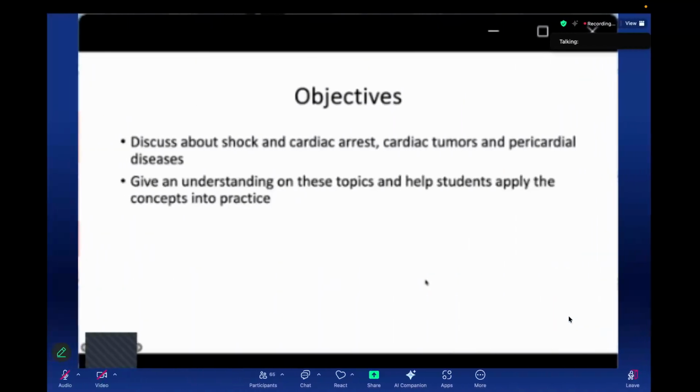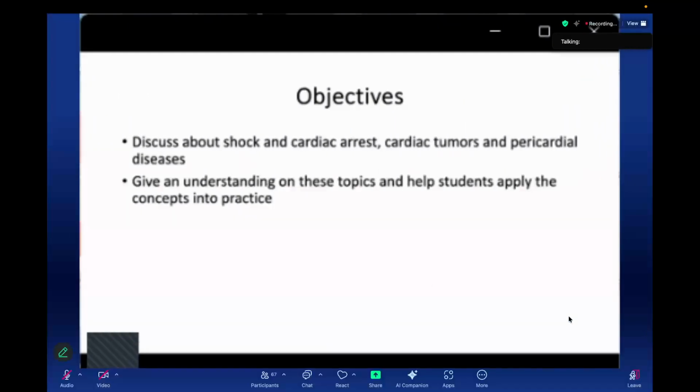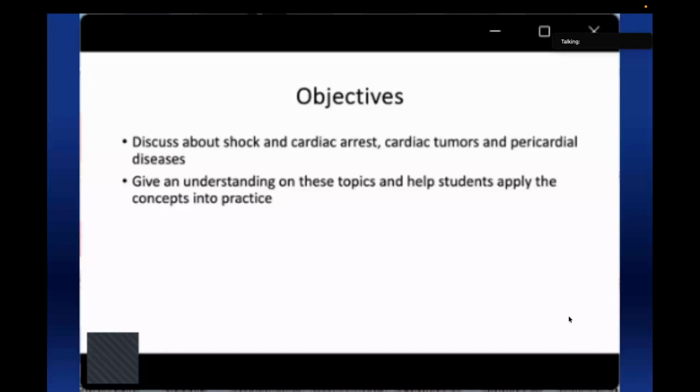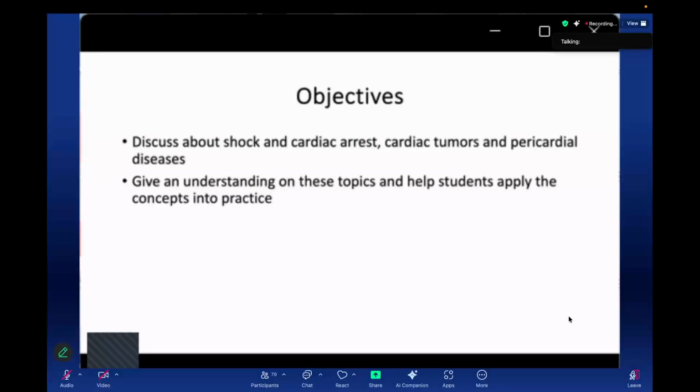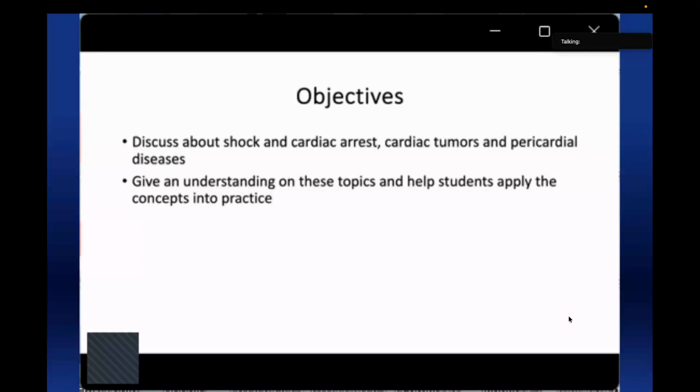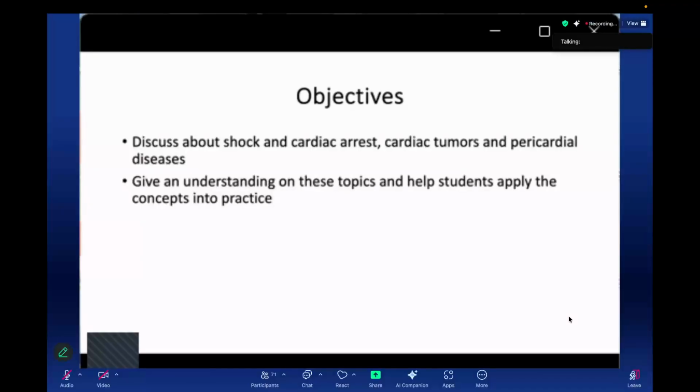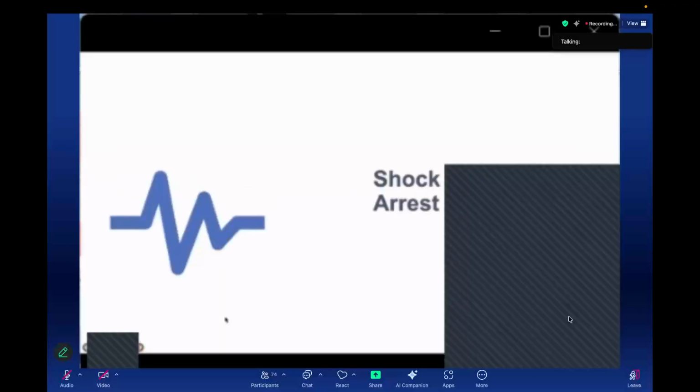Tumors, and pericardial diseases. Hopefully, at the end of this lecture, I would be able to give you a good insight and understanding about these topics, and you will be able to apply the concepts into practice. So let's go to shock and cardiac arrest.